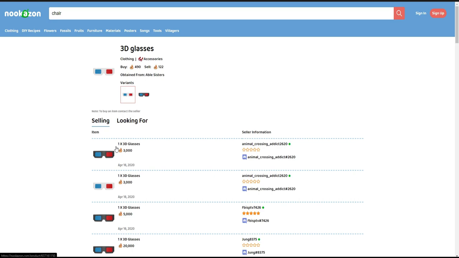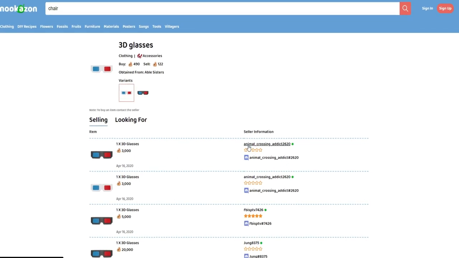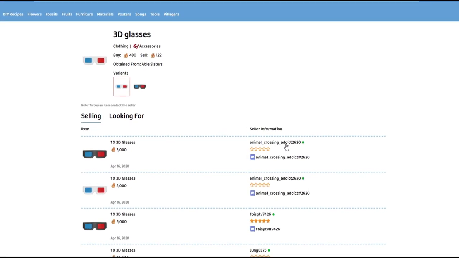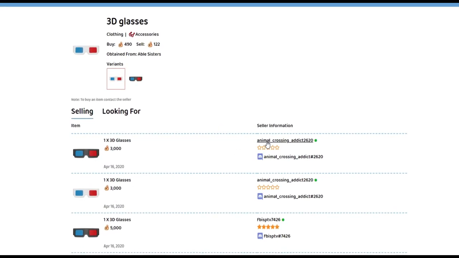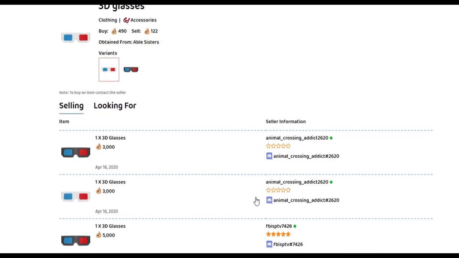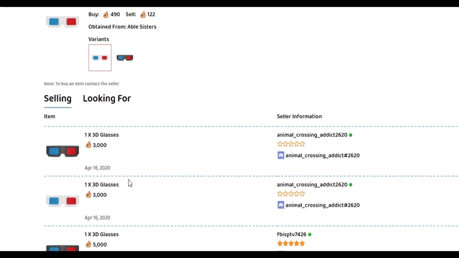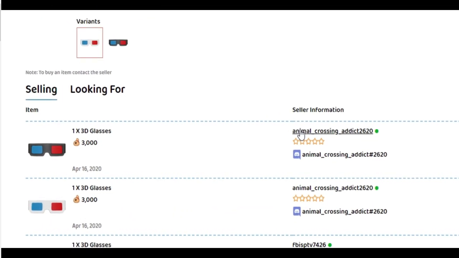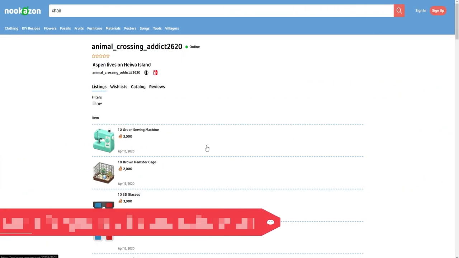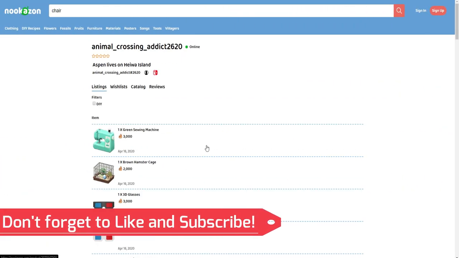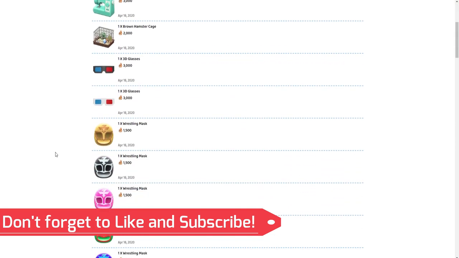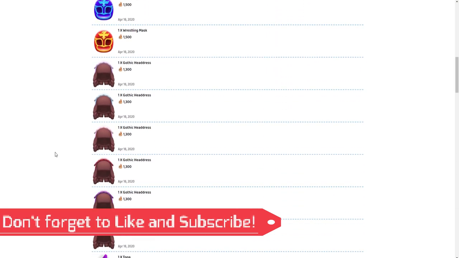Now let's just take a look at what this information is telling me. So this person right here, Animal Crossing Addict 2620, looks to have a couple 3D glasses, some black, some white. And if we click on their name, we can actually go into their page, if you want to call it that, and you can see everything that they had to sell.